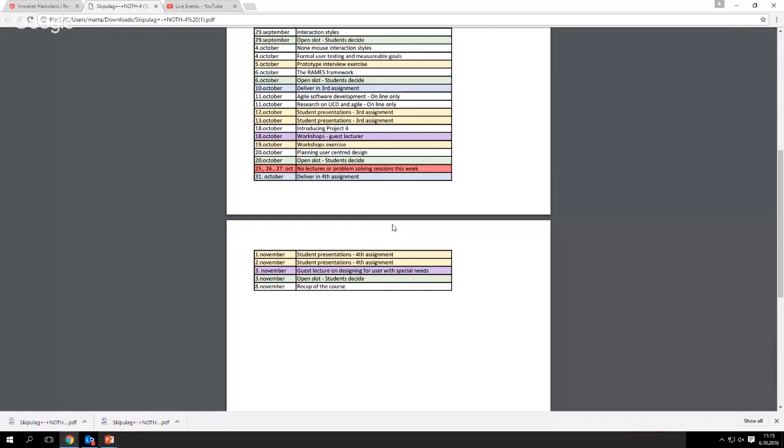So maybe I haven't really decided what would happen there during the 2nd of November, but maybe we could do it more like a speed dating or something for the final. You see, you bring something and show it and you get people to talk to.